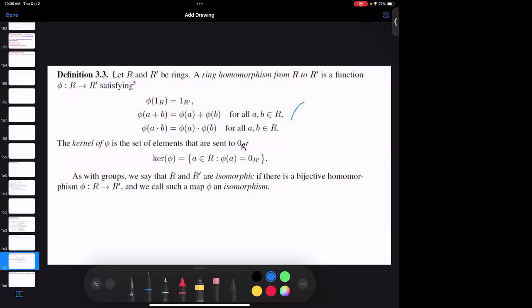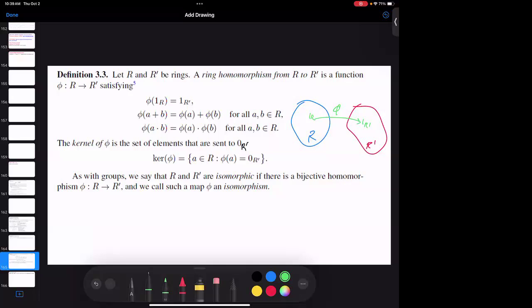So we have a ring over here, R. We have a new ring over here, R prime. And we have some map phi between them. And we're saying that the identity element 1_R goes to 1_R prime over here. And then the kernel is all things that are going to be sent to the additive identity. As with groups, we say R and R prime are isomorphic if there's a bijection, so one-to-one and onto, homomorphism phi from R to R prime.